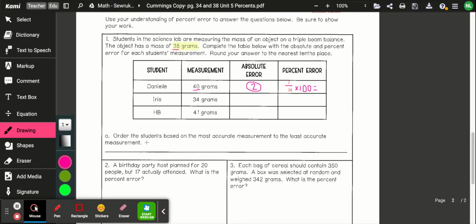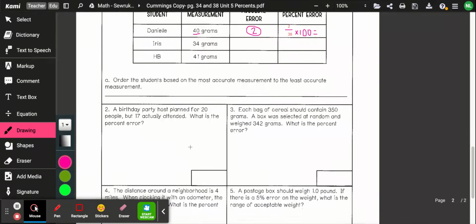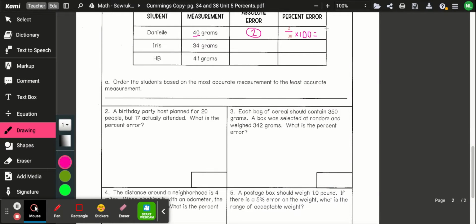In order to order the students, Danielle, Iris, and HB, the most accurate measurement will be the smallest percent error. So whatever number is the smallest, that person's name will go first. Whatever number comes next, that person's name will go second, and the person with the biggest number or the largest value will go last.